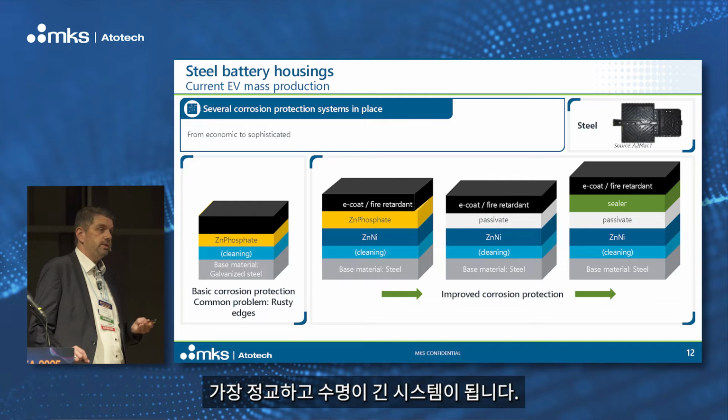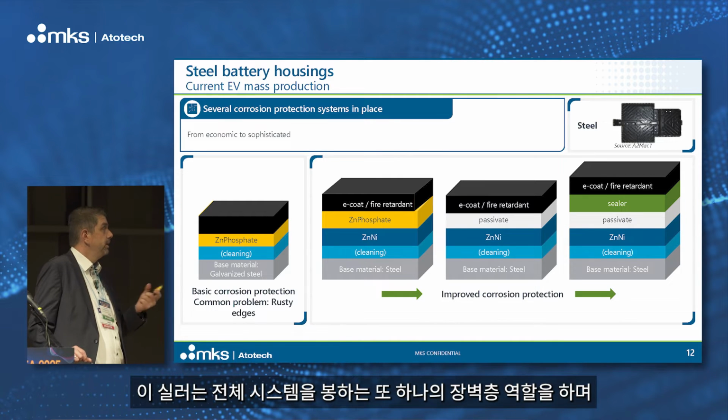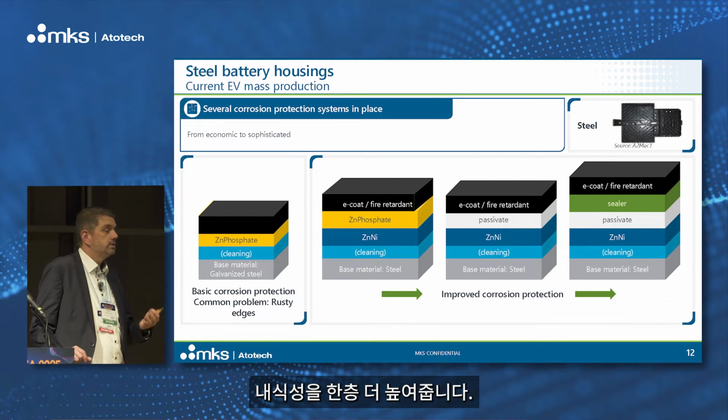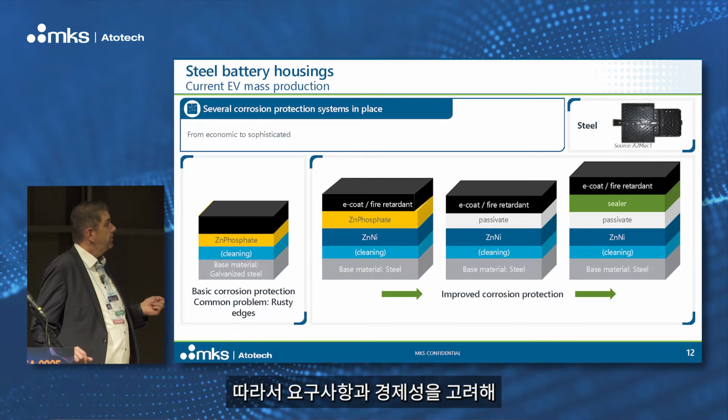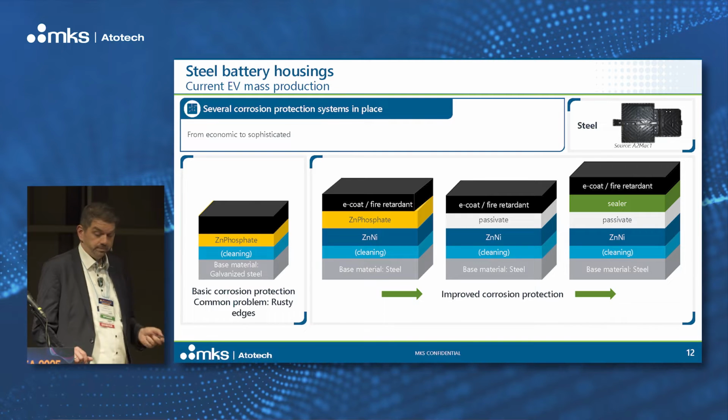And the most sophisticated, most long-lasting system, in the end you use again a so-called sealer, which is again a barrier layer, like a sealer of the whole system, and it even further increases the corrosion protection. So depending on the requirements and the economics, you see there are various ways on how to protect steel from corrosion.